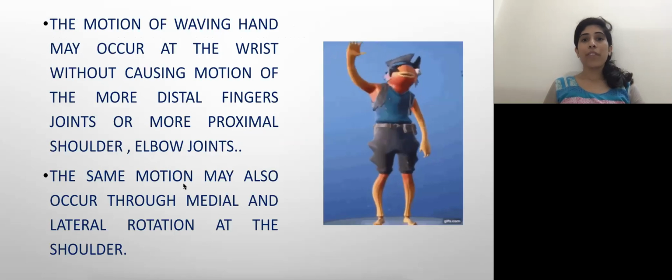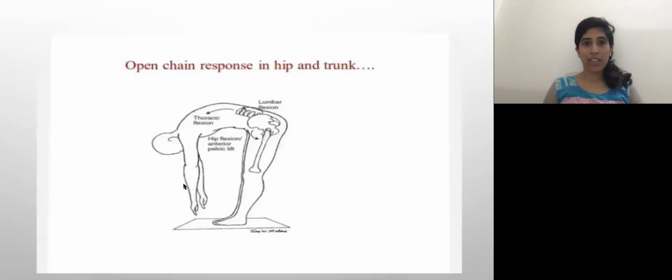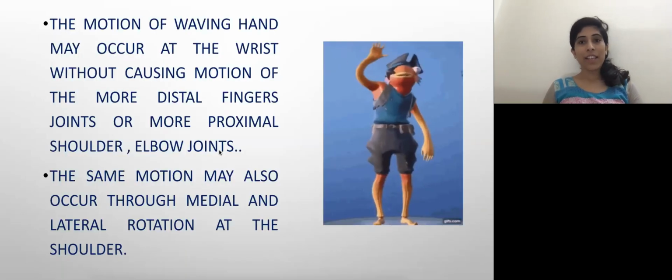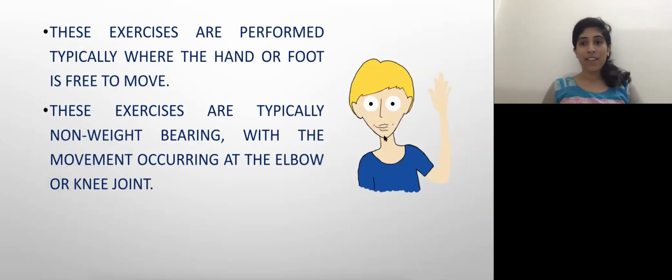So the motion of waving the hand may occur at the wrist without causing motion at the elbow or shoulder joint. The same motion may also occur through the medial and lateral rotation of the shoulder joint. Here in this example, you can see this waving of the hand is associated with the shoulder movement, whereas here the waving of the hand is occurring at the elbow joint, right? Including the elbow joint and wrist joint.